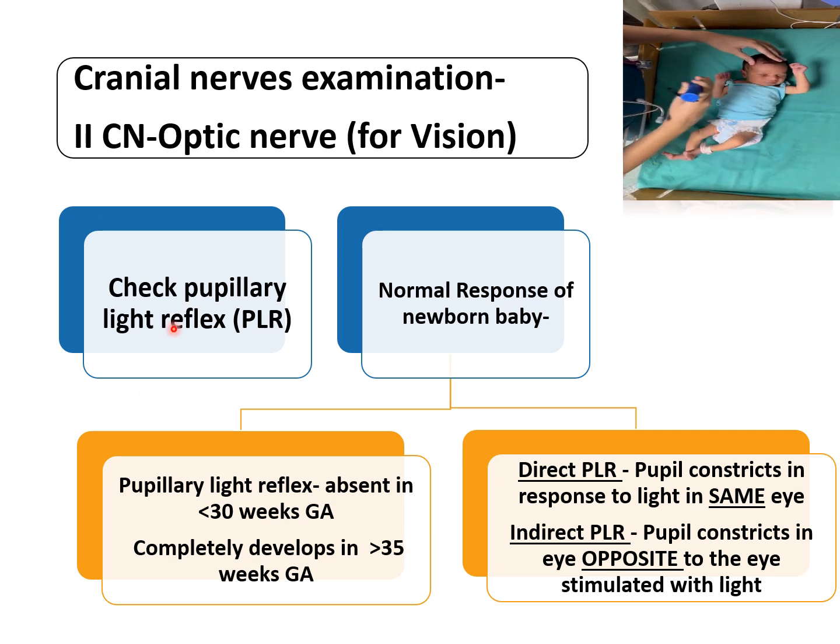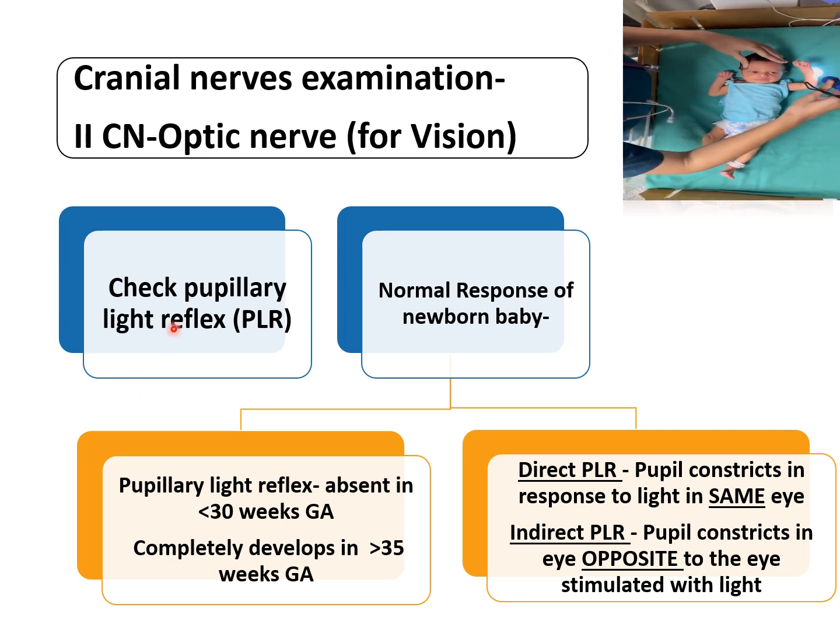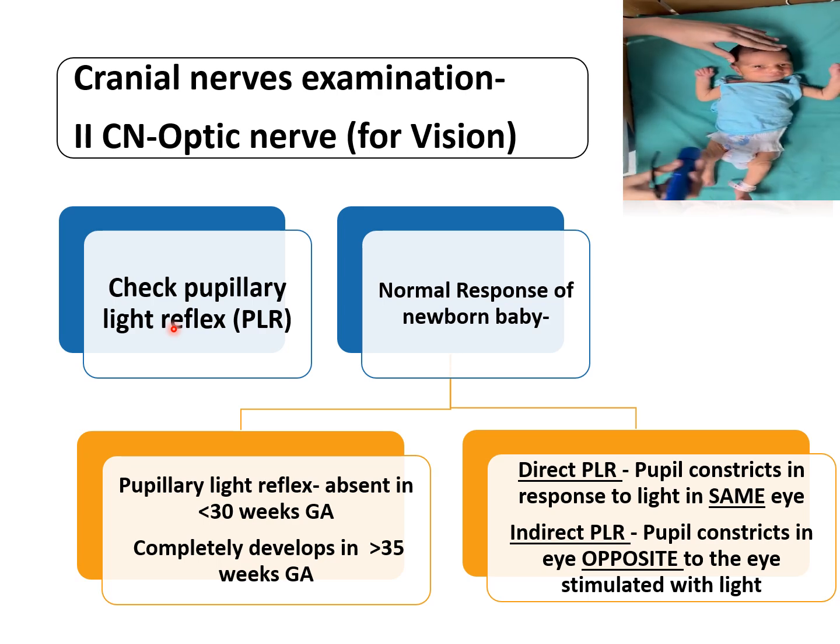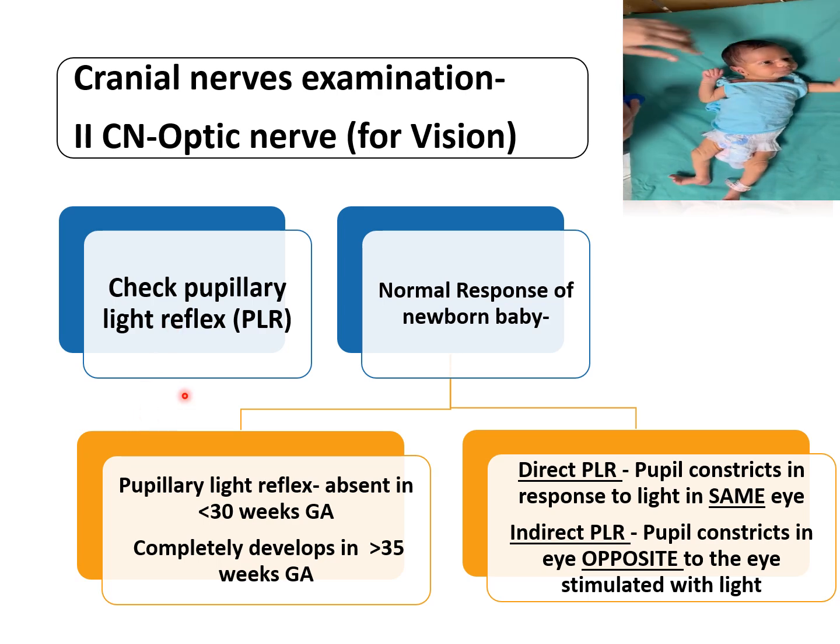Then we have to check the pupillary light reflex. For this we shine the torch light from the peripheral visual field, and we have to see pupillary constriction in response to the light in both eyes. The pupillary light reflex is absent in babies of less than 30 weeks of gestational age and completely developed at more than 35 weeks. We consider it the direct pupillary light reflex when the pupil constricts in response to the light in the same eye, and pupil constriction in the opposite eye is labeled as the indirect pupillary light reflex.